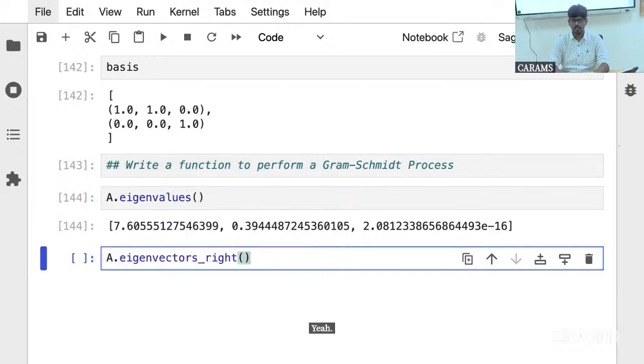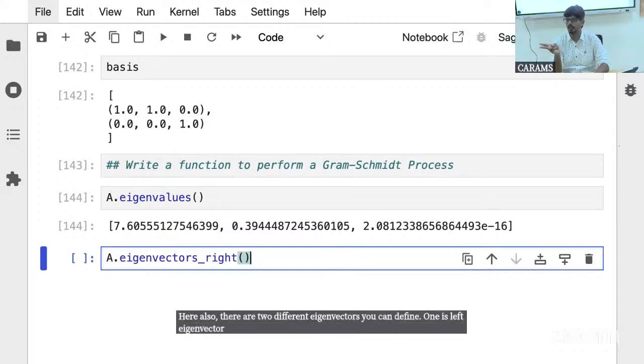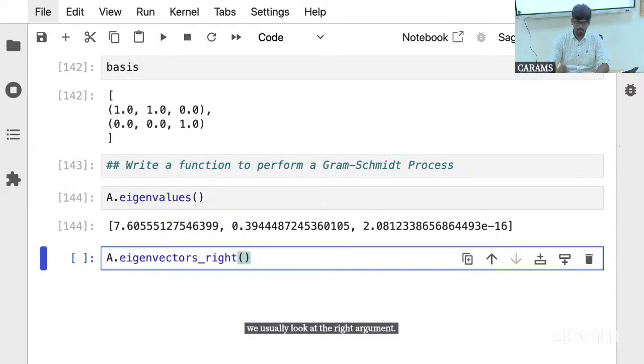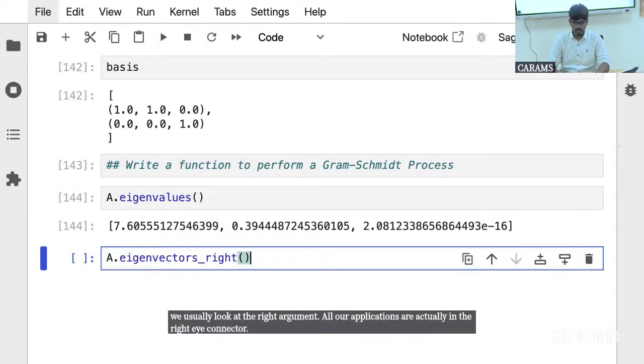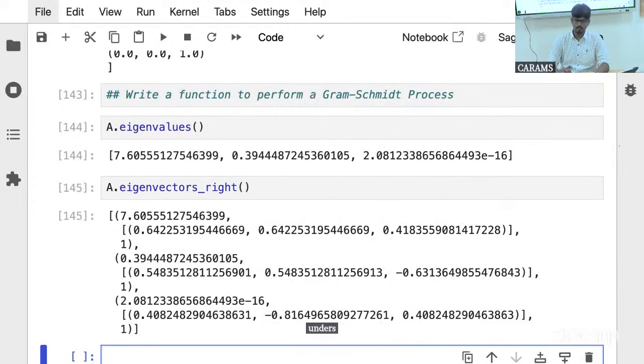Here also, there are two different eigenvectors you can define. One is left eigenvector and the other one is right eigenvector. We usually look at the right eigenvector, right? All our applications are actually in the right eigenvector. Therefore, A dot eigenvectors underscore right will give you the eigenvalue and then corresponding eigenvectors. Okay. So the first one is now eigenvalue and then corresponding eigenvector.